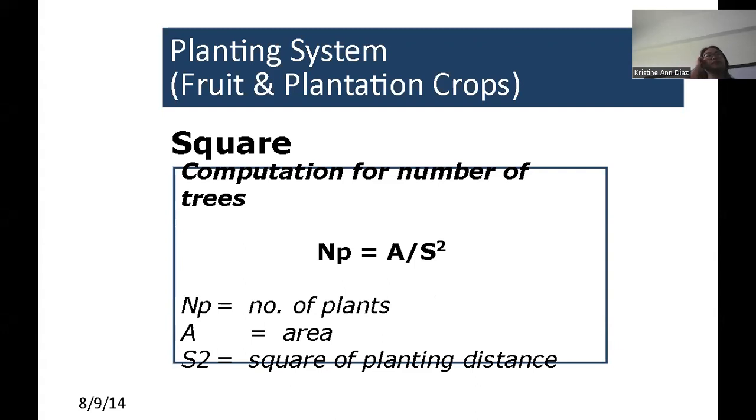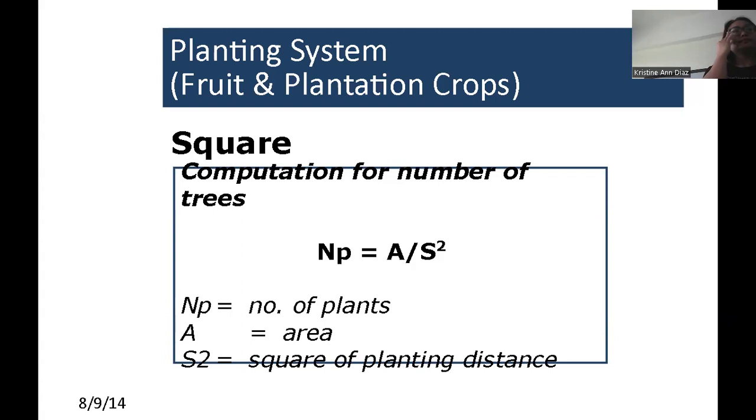Sa lubid, pila? 10 by 10? So, pila gini mong gusto? 9 by 9. So, 9 times 9. 9 times 9? 81. So, 10,000 divided by 81.